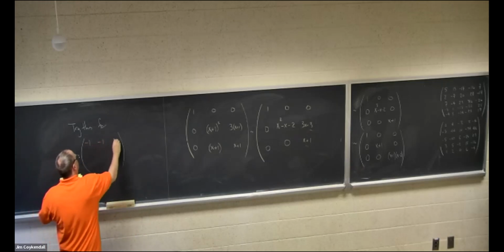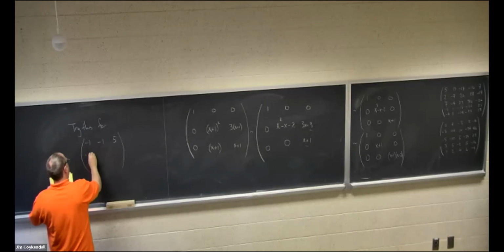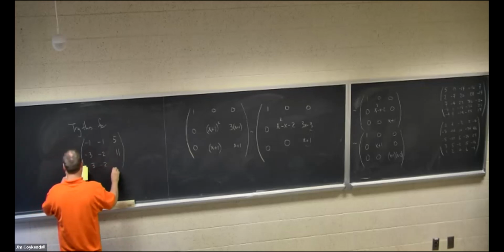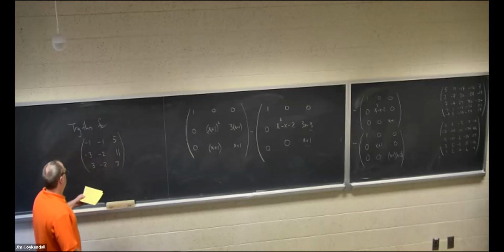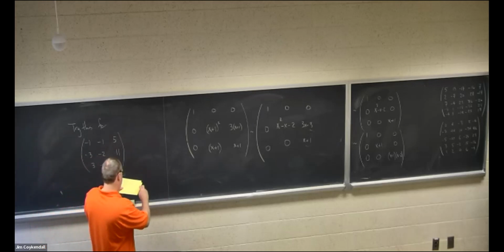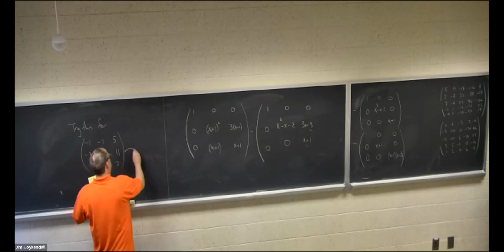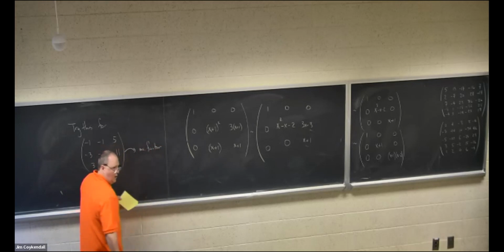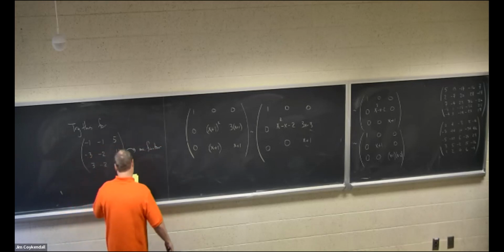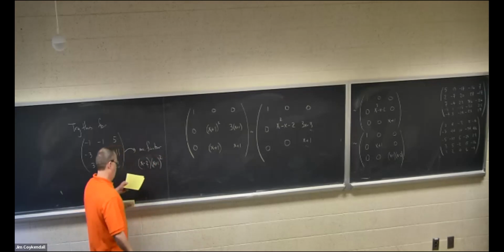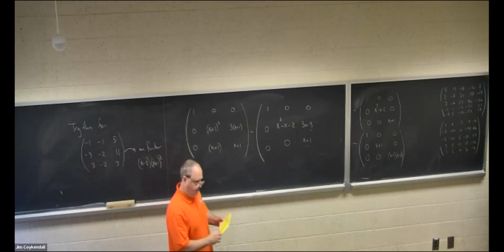-1, -1, 5, -3, -2, 11, and 3, -2, 3. And I'll tell you what I think I got. I only got one invariant factor for this one. And I got x minus 2 times x plus 1 squared. That's what I got. But check me on that.